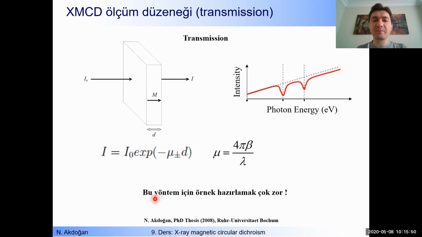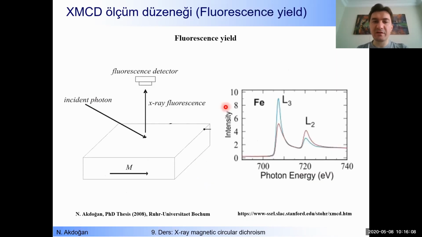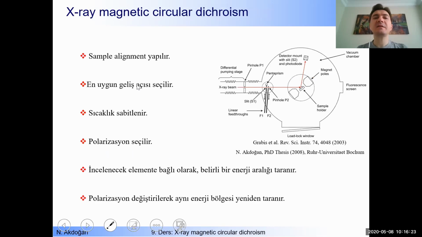But with fluorescence yield and total electron yield, it is much easier, okay? You don't need to do anything else to prepare your sample. Just grow your material and put it into the vacuum chamber and you can carry out your experiment. This is also the same for the fluorescence yield, compared to the transmission, let's say. Do you have any question here? Okay, then let me continue with the measurement conditions.